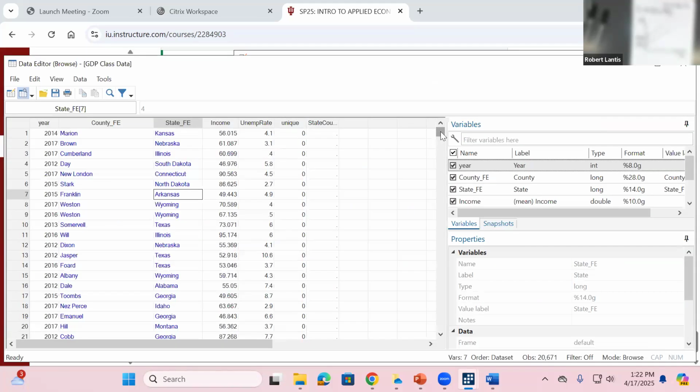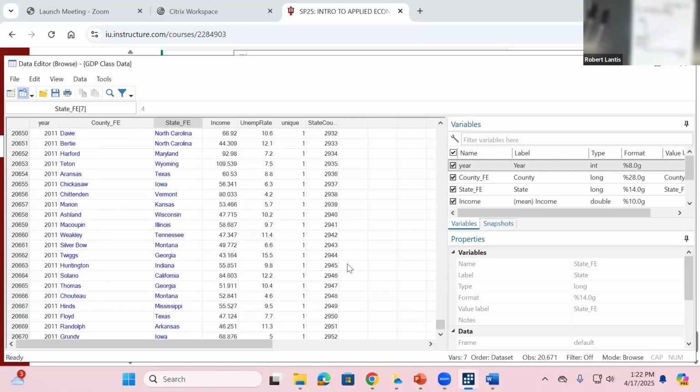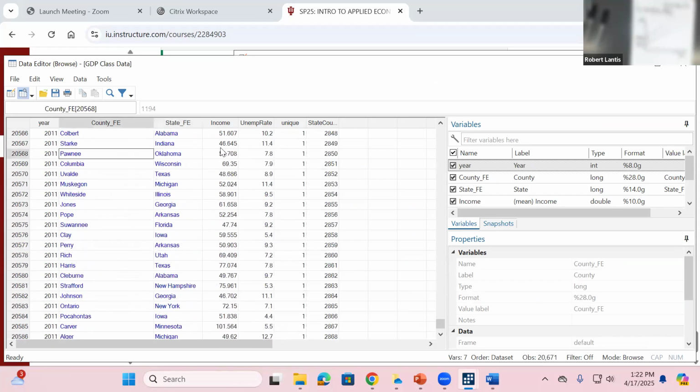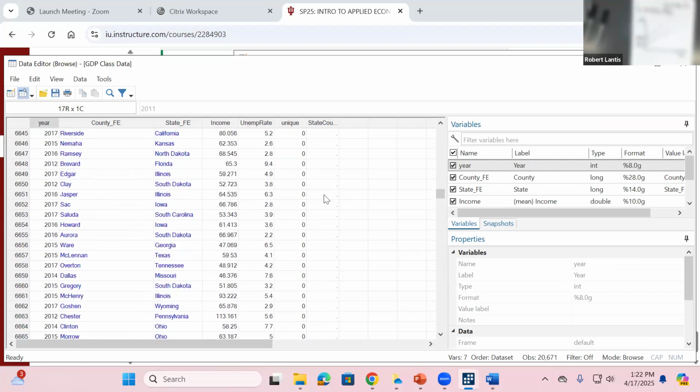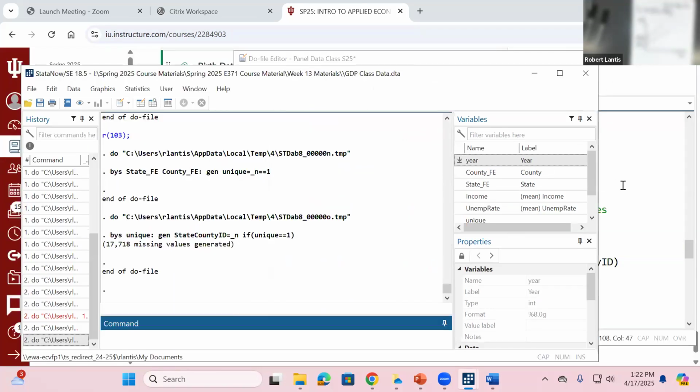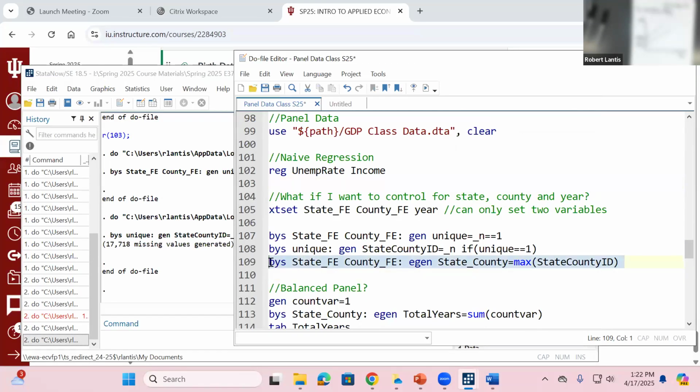what this will do, for Pawnee, Oklahoma, it puts a number. Then for Columbia, Wisconsin, that's a county and state. It's giving each county state a different number. Now, that was only going to be true for the very first time period. For every other time period, I've got a bunch of missing data. So what I could then do is say, well, look, I know that by each state and county, I just want to put in whatever number I assigned to that variable in the first year. So I can then do that.